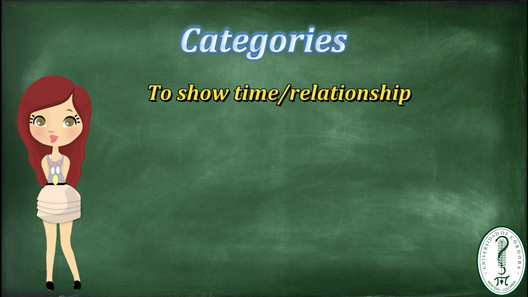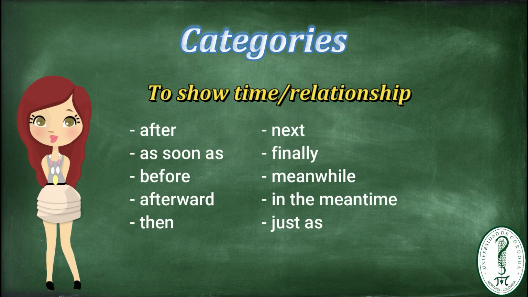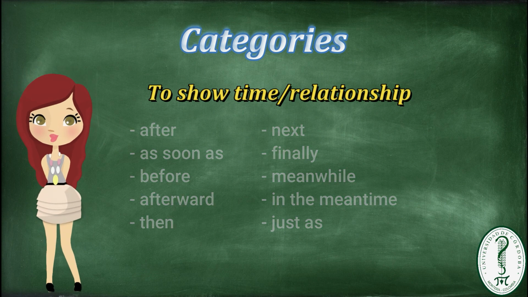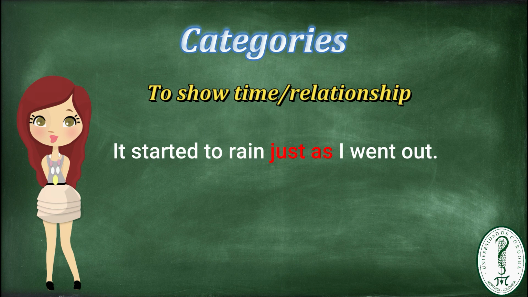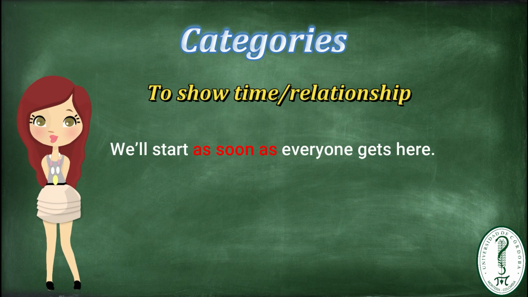Time or relationships. We can use time connectors to link actions that happened at the same or in a determined moment. For example, it started to rain just as I went out. We will start as soon as everyone gets here.